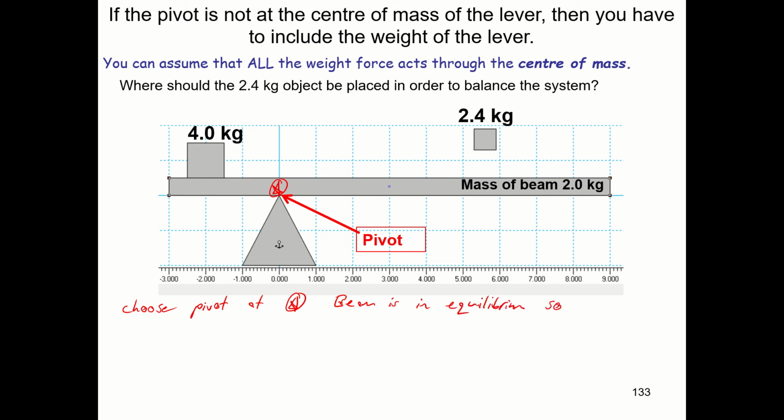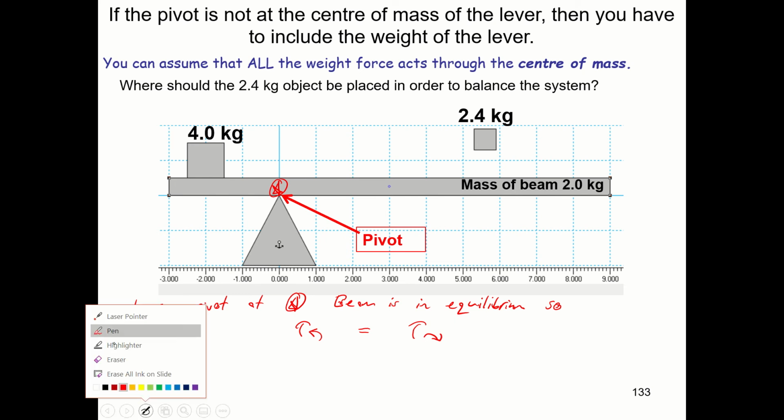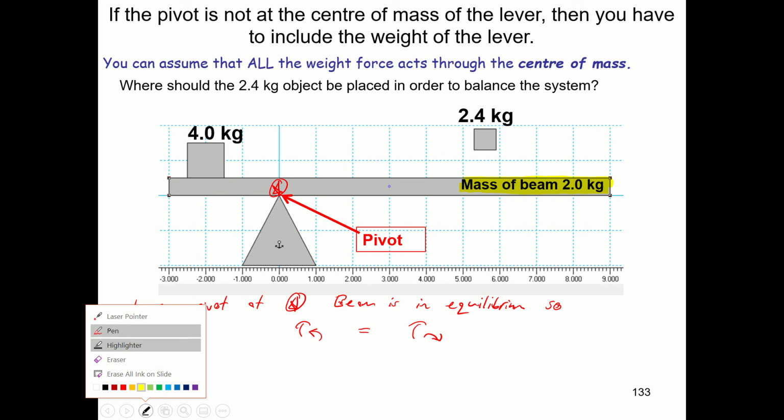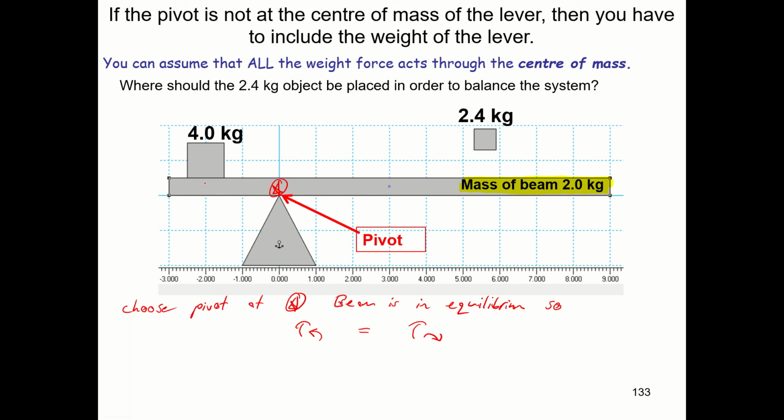So we can say that the anti-clockwise torque, all of the torques that add up to make the whole beam twist anti-clockwise, must equal all of the torques that add up to make the beam twist clockwise. Now, it's very important that we make sure we take all of the information into account. So we've got mass of beam in here. So we've got a few forces that we need to take into account. We've got a 4 kilogram mass, which is pushing down over here.